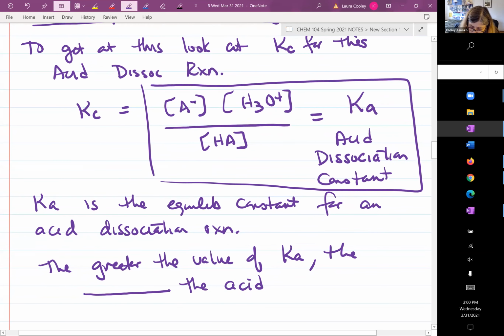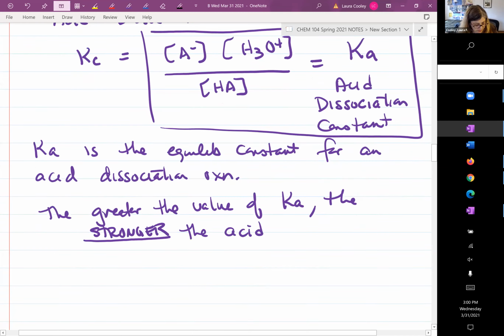Remember, you have products on top here. The greater Ka is means you have more products. That would mean you have a stronger, yes, a stronger. The stronger the acid.